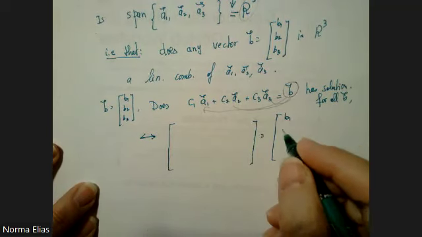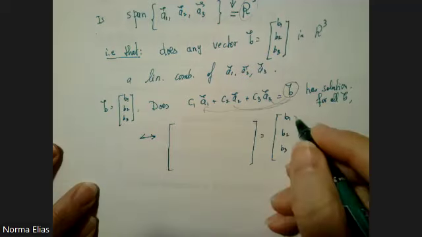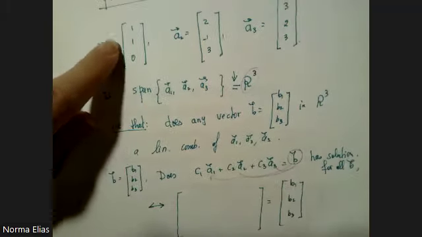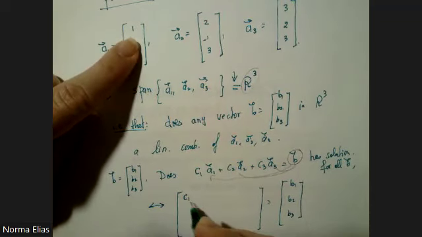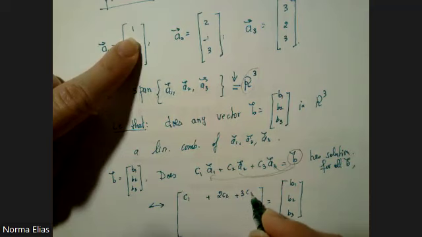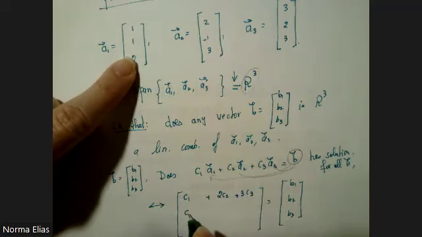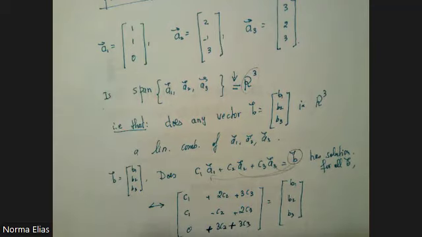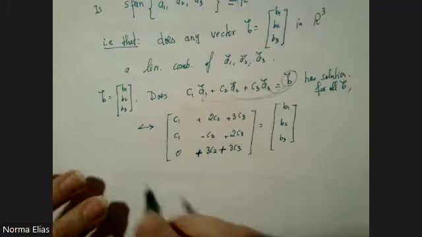B is B1, B2, B3. Now, if I add C1A1 plus C2A2 plus C3A3, I will get C1 plus 2C2 plus C3, and I will get C1 minus C2 plus 2C3, and I will get 0 plus 3C2 plus C3. So we've done this before, that's for sure.